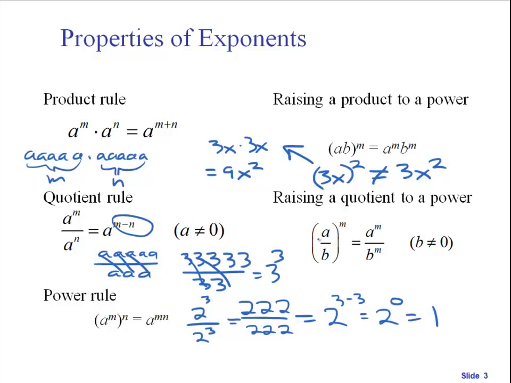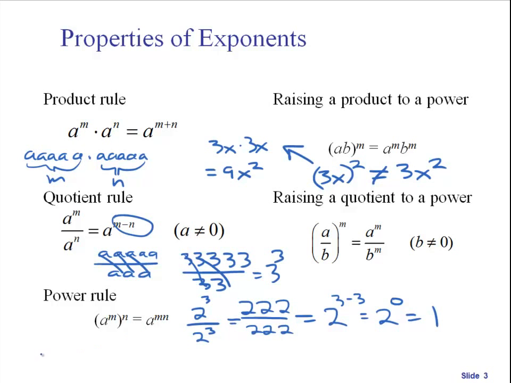So that's a really important one to remember. And then, of course, raising a quotient, you just raise each piece to that power, just like we're raising each piece here, right? The a gets raised to the m, the b gets raised to the m, same thing here. The power rule is when you have something raised to a power again, and that's where you multiply, right? It's a to the m times n.